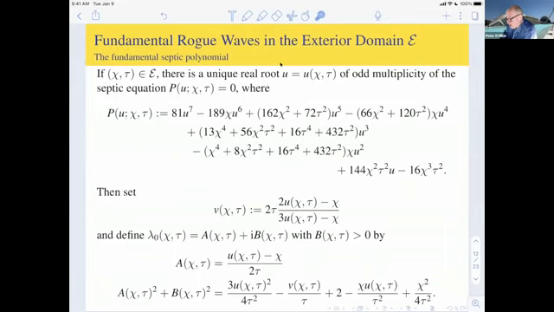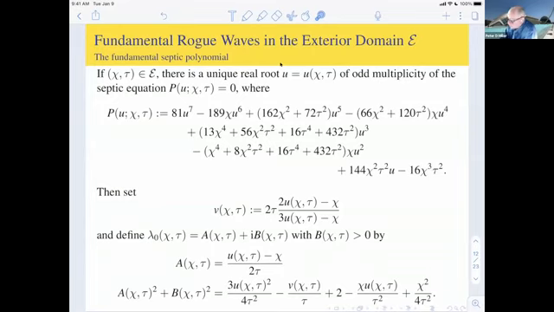If chi and tau are in the exterior region, there's a unique root u, which depends on chi and tau, of odd multiplicity of this 7th order polynomial. So P of u is a 7th order polynomial depending parametrically on chi and tau in an explicit way. Here's the polynomial; you can read it on the screen. I'm telling you that you can prove that there's a unique real root that has odd multiplicity whenever chi and tau are in this exterior domain. We do that in our paper.